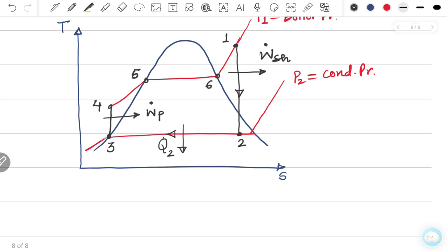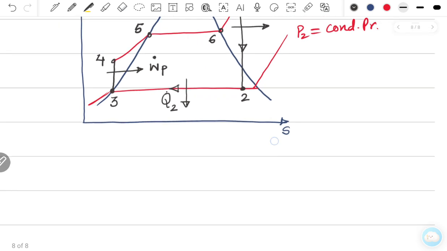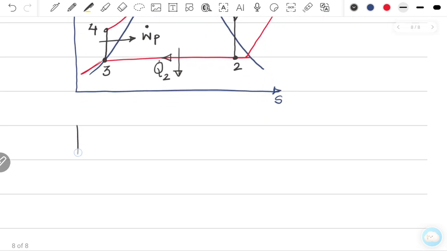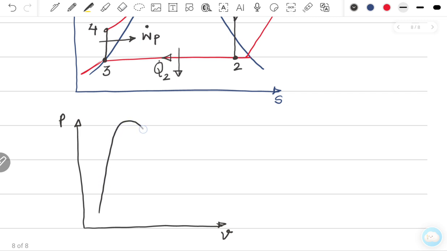Similarly, you can also draw the same cycle in a PV diagram or in an HS diagram. So let us do that also. Let us draw this in the PV diagram. So this is the vapor dome in the case of the PV diagram. This is your boiler pressure, this is your condenser pressure. Now this is state number 1.